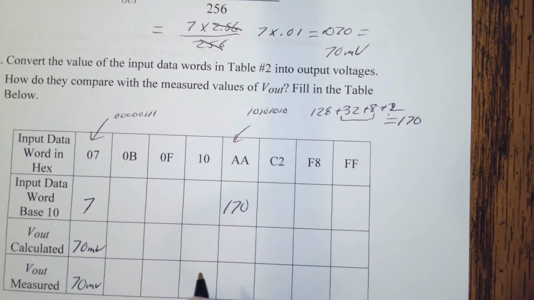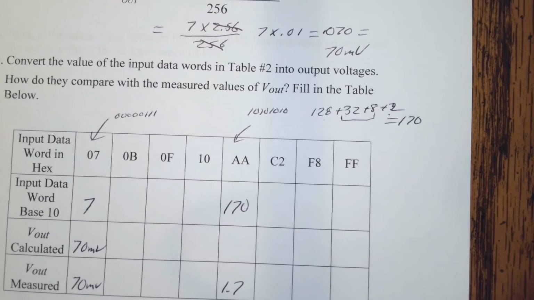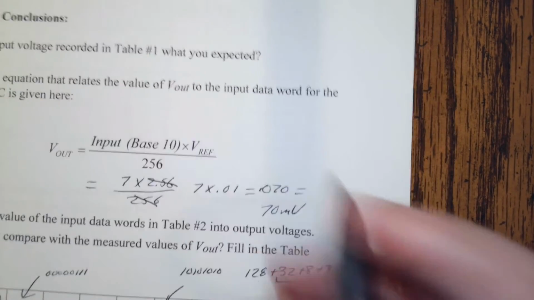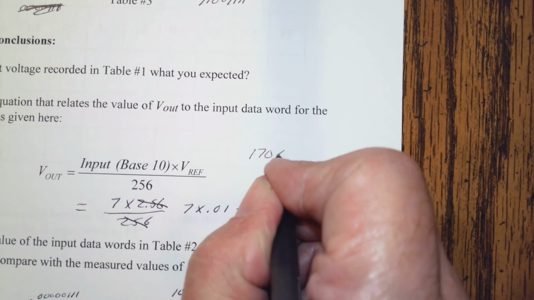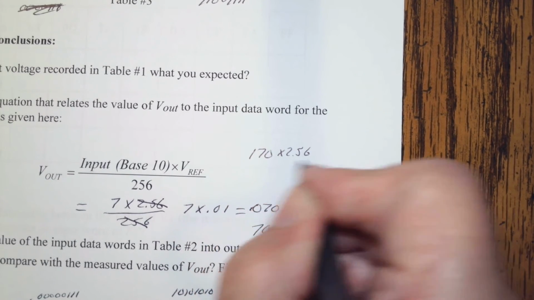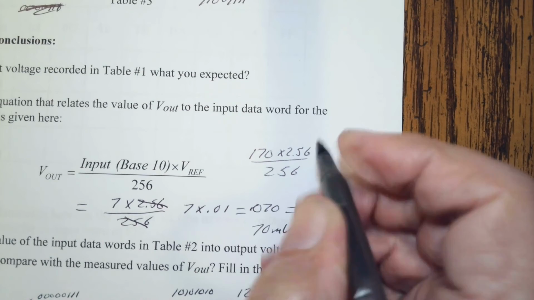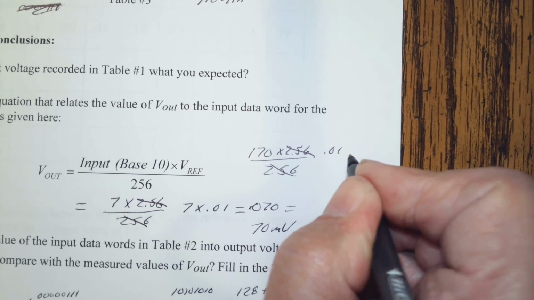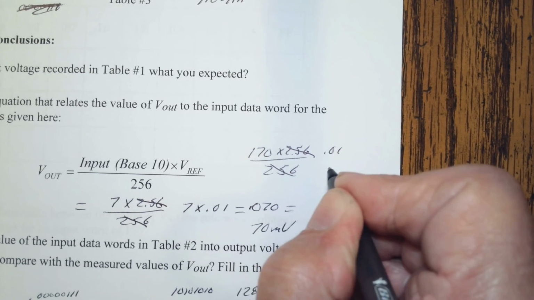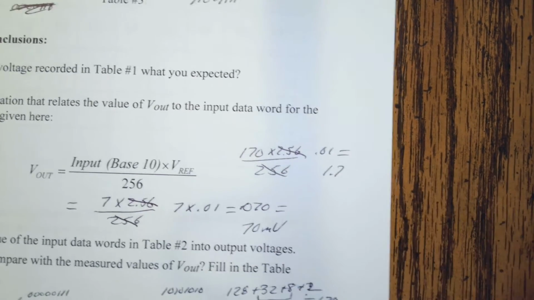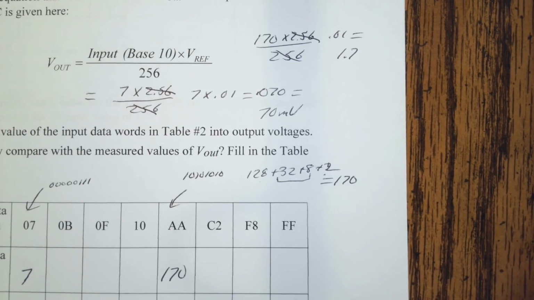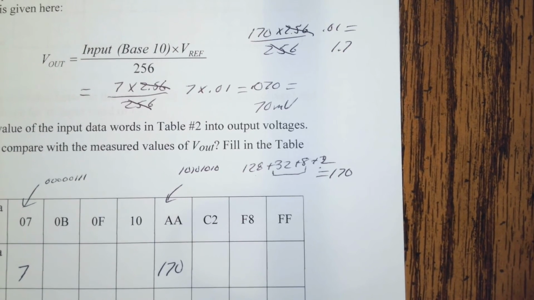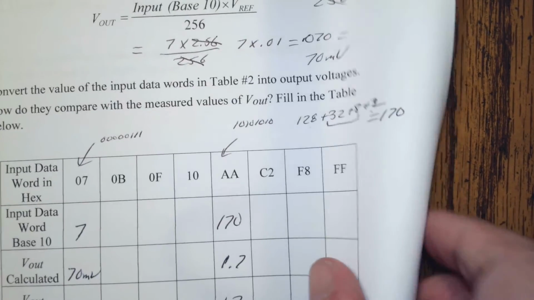The output measured was 1.7 volts, and you might get the drift here that if we do the calculation of 170 times 2.56 all over 256, that'll cancel out and give me 0.01. So 0.01 times 170 is equal to 1.7 volts, and that's exactly what we got out here. 1.7 is the calculated measured value. So that's how you would do that table.